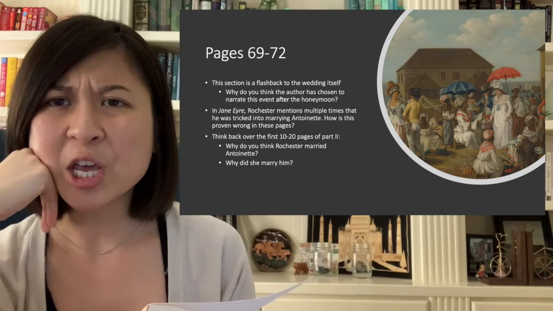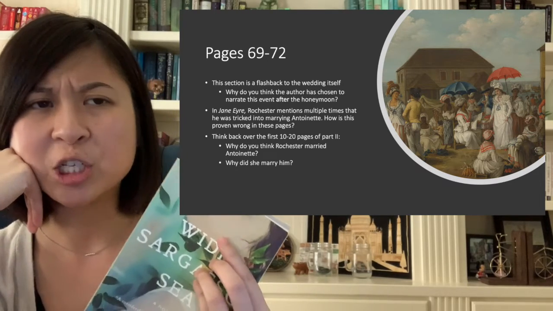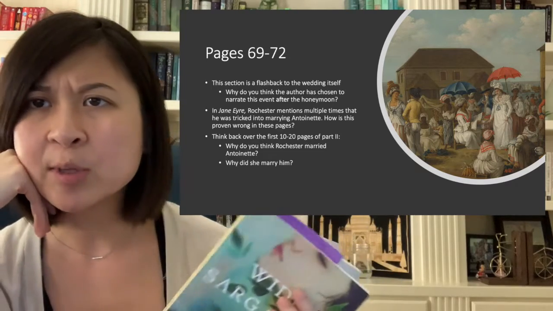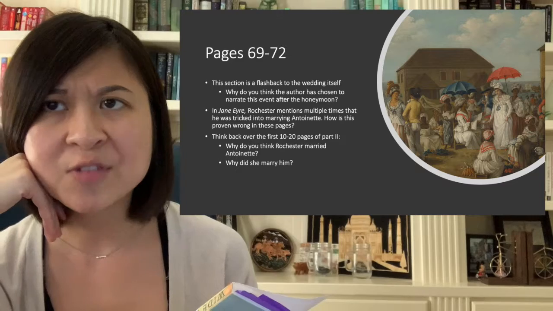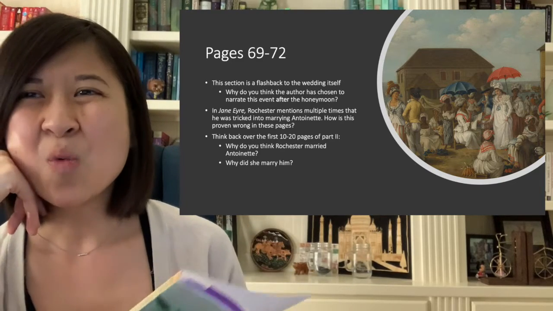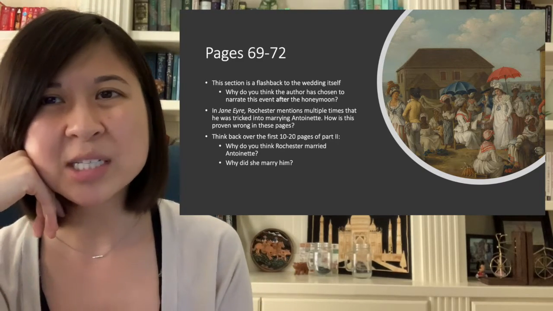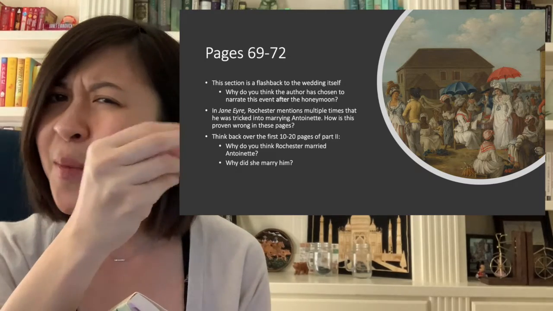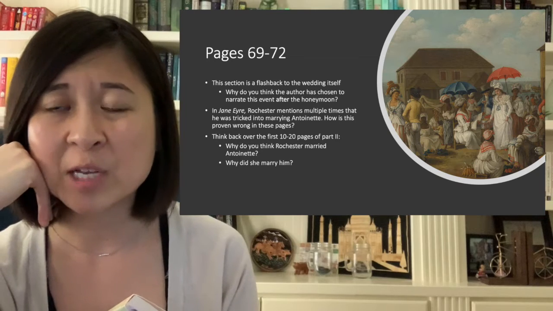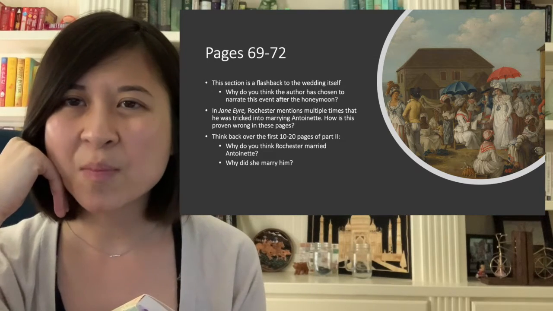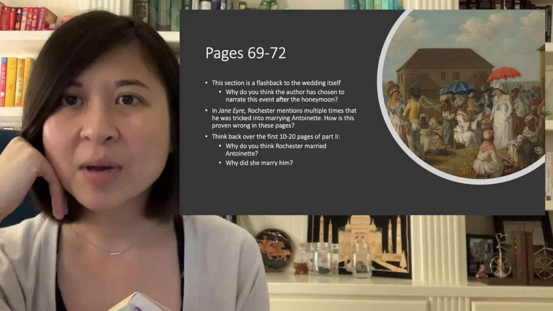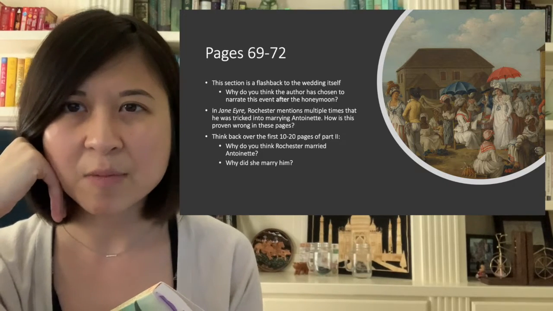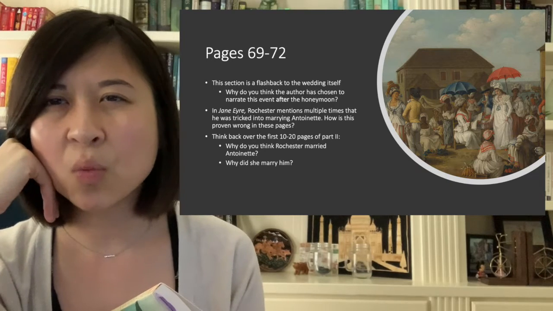Essentially, when you think about all of the initial pages, Rochester's attitude towards the landscape, towards the people, towards his wife, the letter he wrote to his father, how he was during the wedding, why do you think Rochester marries Antoinette? What is his real motivation? It's a thematic idea, but essentially, why does Antoinette marry him? Why does she accept? Because on page 71, 72, she actually tries to get out of the marriage. So why does she marry him?